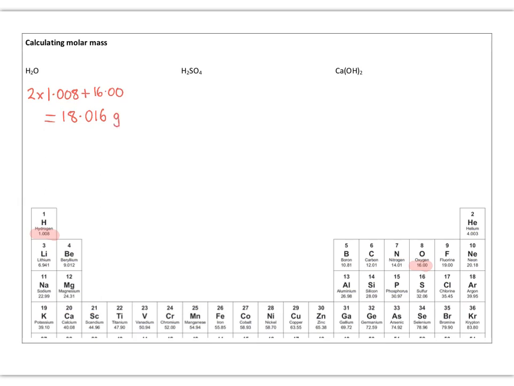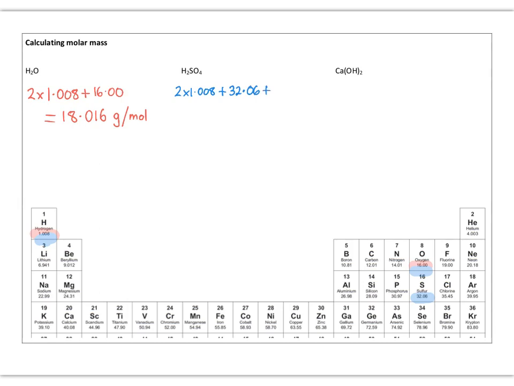And what is that? That's a measure of grams, and if we want to put a unit, grams per mole. So every mole of H2O weighs 18.016 grams. If we were going to do the next one, which is sulfuric acid, H2SO4, that would be equal to 2 times 1.008 plus sulfur, which is 32.06. We just read these from the periodic table, plus oxygen again.